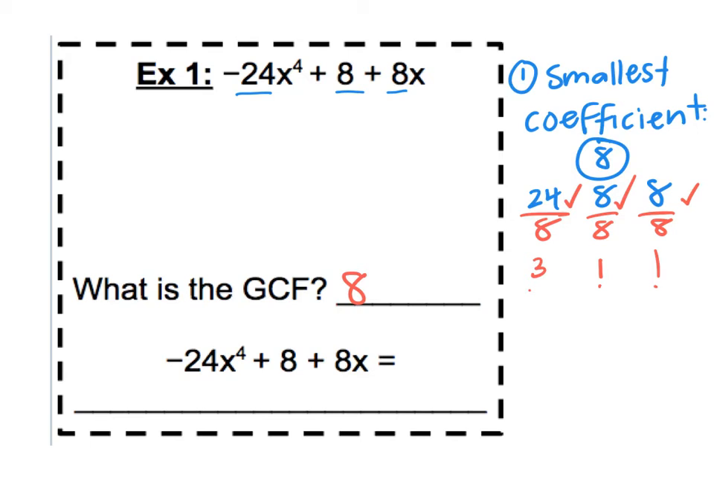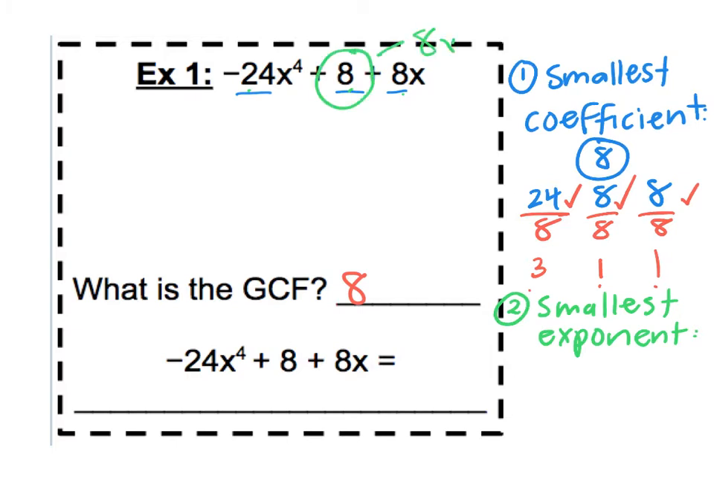The next thing I need to look at is my smallest exponent. In order for x to be part of my GCF, each of my terms has to have an x. Notice right here, this one doesn't. Technically, this is 8x to the power of 0, so my smallest exponent is 0. But x to the power of 0 is really just 1, so it's kind of like I'm taking out 8 times 1. But we don't have to write that because that's just the same as 8. So really, we don't have any x's that we can take out.